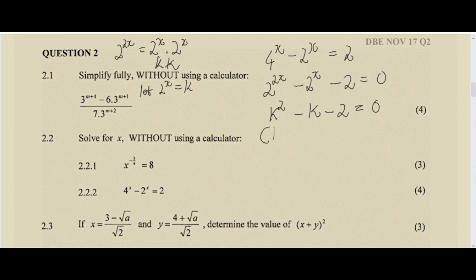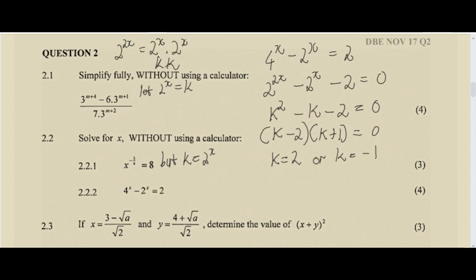So if we factorize this, that's k minus 2, and then bracket k plus 1 is equals to 0. Then our k is equals to 2, or the other k is equals to negative 1. But remember, we are not solving for k, we are solving for x. So we need to then remind ourselves, but k is equals to 2 to the exponent of x, because we're only using it for the time being, right?